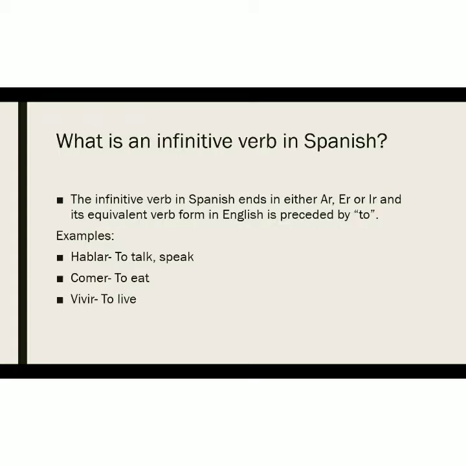What is an infinitive verb in Spanish? The infinitive verb in Spanish ends in either AR, ER, or IR, and its equivalent verb form in English is preceded by to. Examples are hablar, to talk or speak, comer, to eat, and vivir, to live.